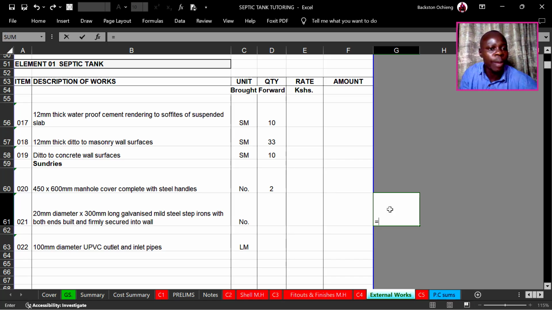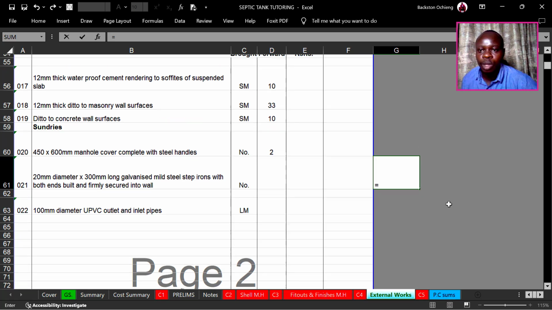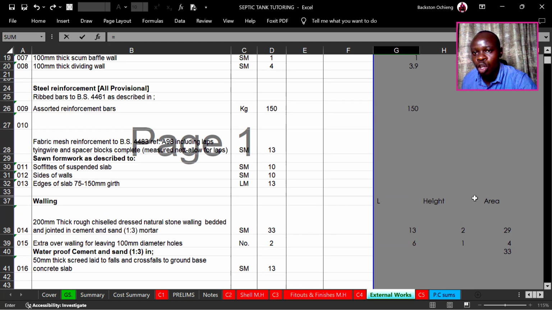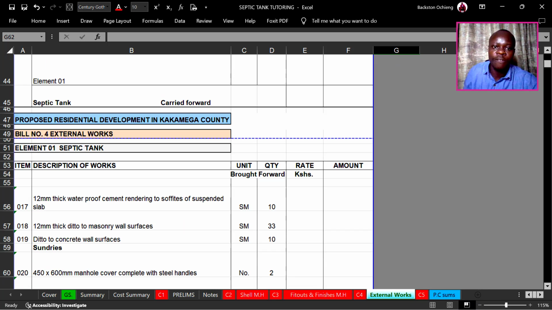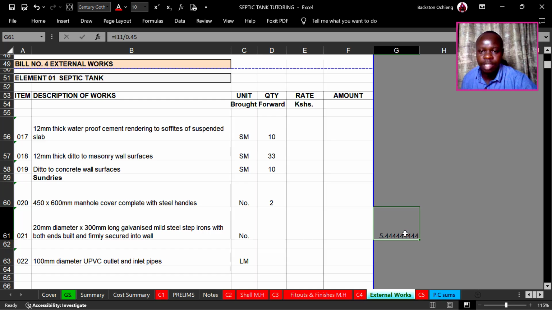You can always do them at intervals of, let me say, 450 millimeters apart. So what we do, take the total height, which was 2.45, then you multiply by the interval of 0.45. That gives us 5.44. Then we round it up, you can get 6 number steps.